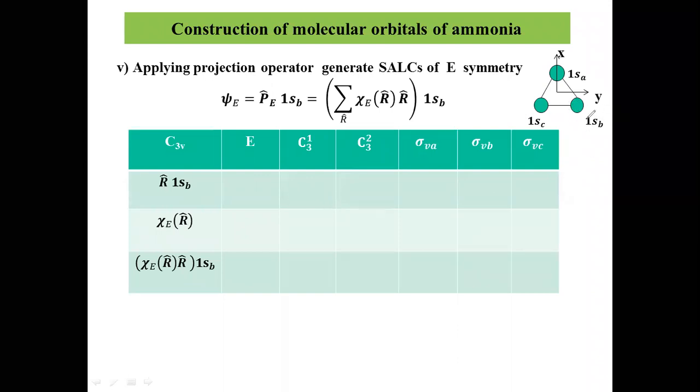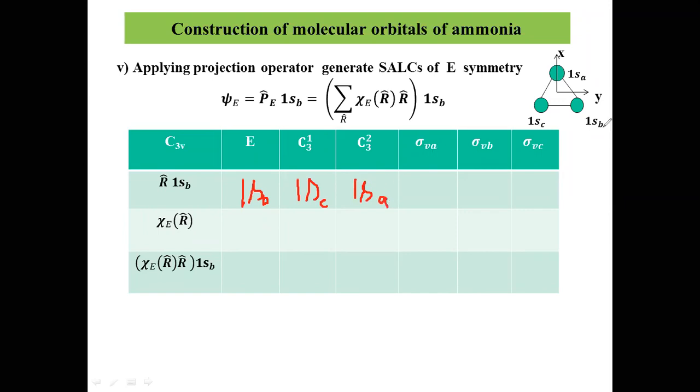Now we perform all the operations of the C3v point group on 1s B. Identity, of course, leaves this as 1s B. Then if I do C3 once, it goes here, so that is going to be 1s C. Now C3 twice: once it comes here, when I do it twice it goes there, so that is going to be 1s A.